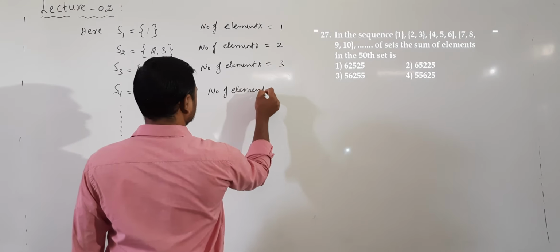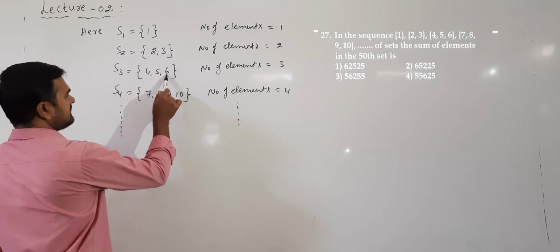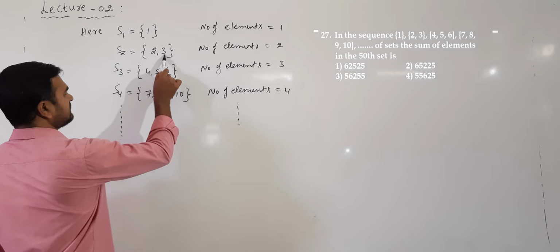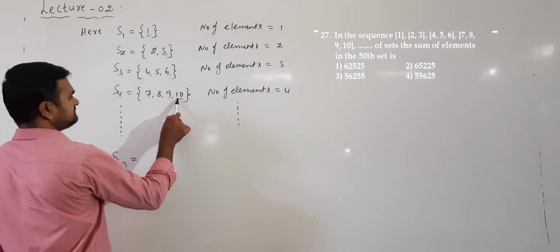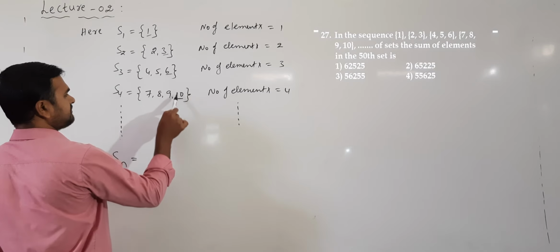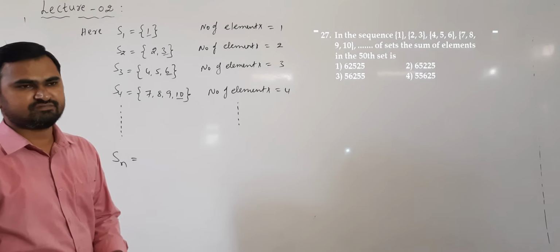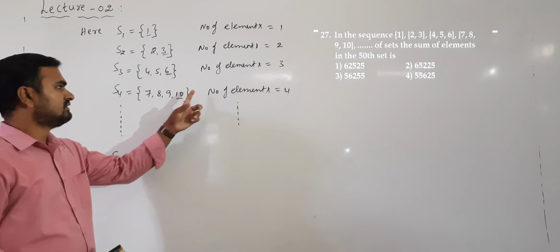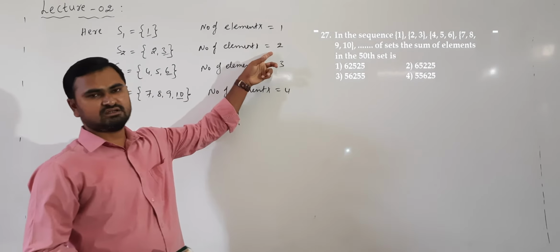How to find that starting element? Okay. Observe these elements. 1, 2, 3, 4, 5, 6, 7, 8, 9, 10. If you observe the last element in each of the sets, this last element in each set is nothing but the number of elements in each of the previous sets.